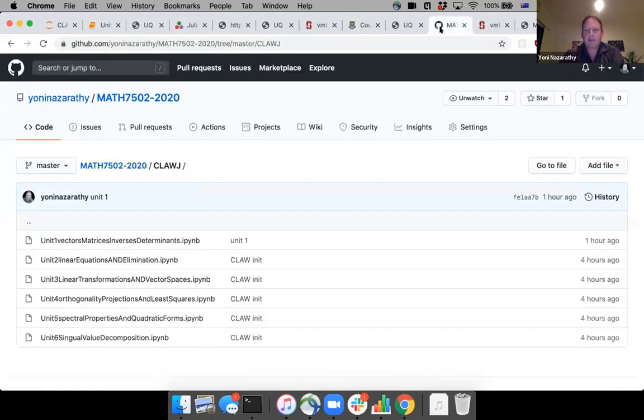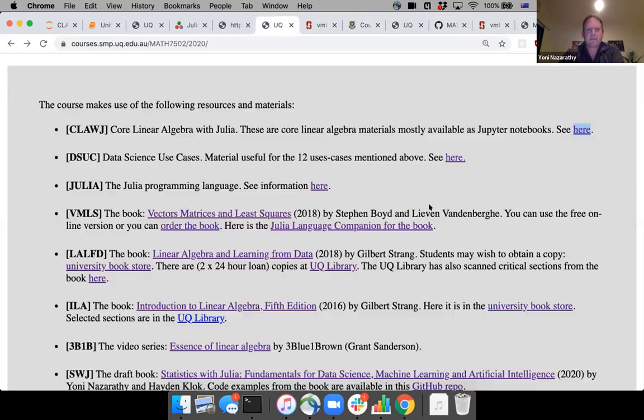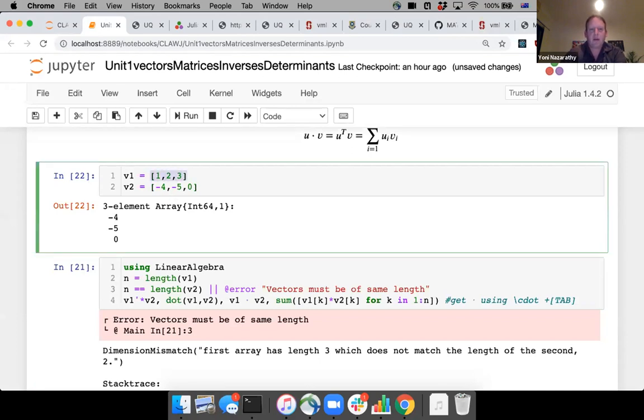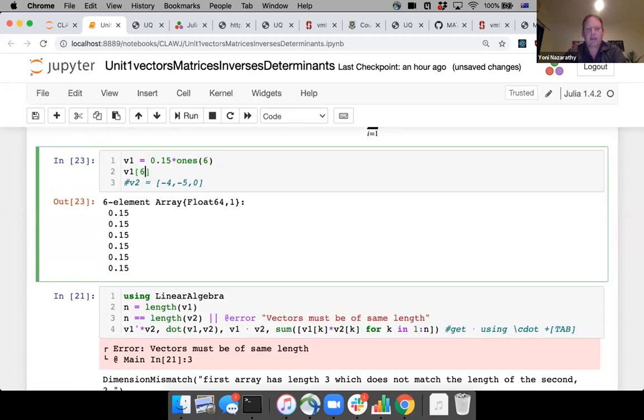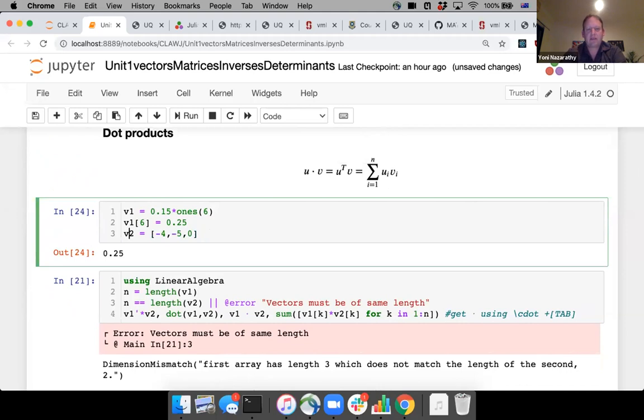How many assessment items did we have? 1, 2, 3, 4, 5, and the 6th one. So I'll do v1 as 0.15 times that, and then I'll also change the 6th entry of v1, let's make it 0.25. And v2, let's say these are the grades that somebody gets on your assessments. So you get a 90 and an 80, a 30 on the third one, and a 60, and a 90. Then you excelled and you got 100.